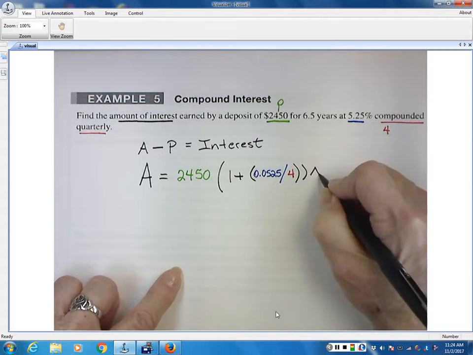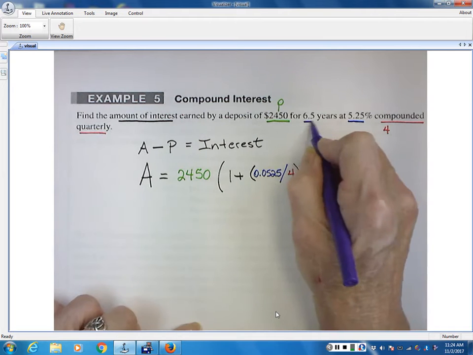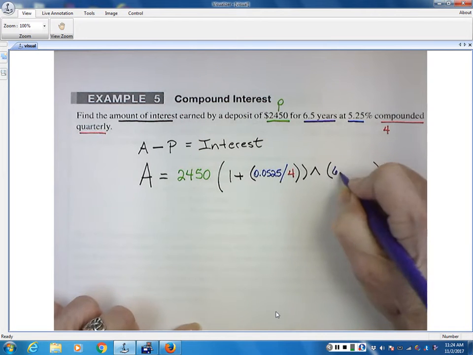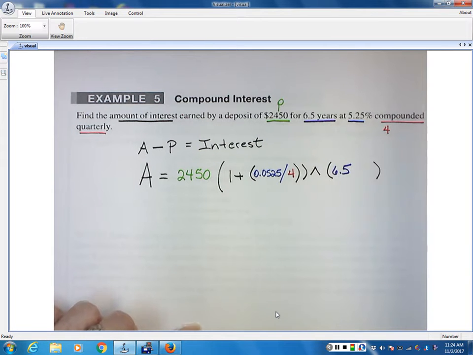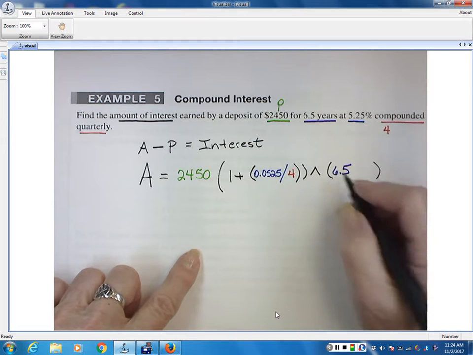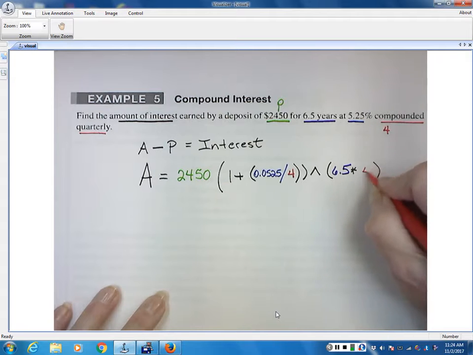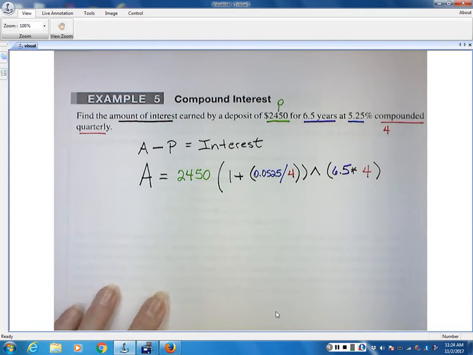Then you need your power. So they're going to compound this for 6.5 years. So there's the number of years. But they're going to compound it 4 times in those 6.5 years, 4 times each year. So there's the calculation we're going to type.